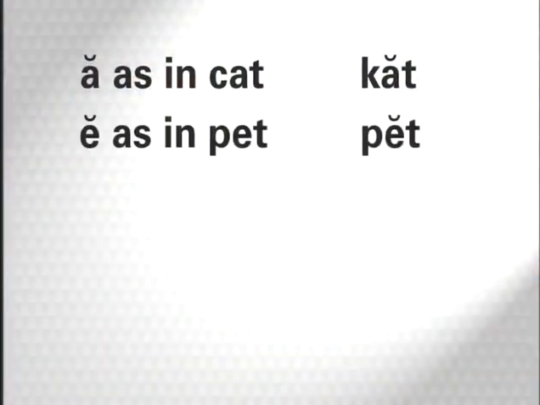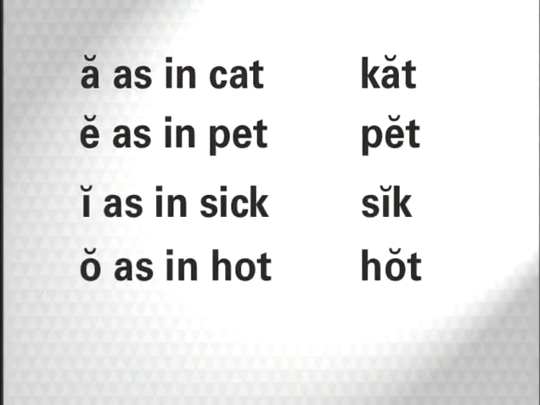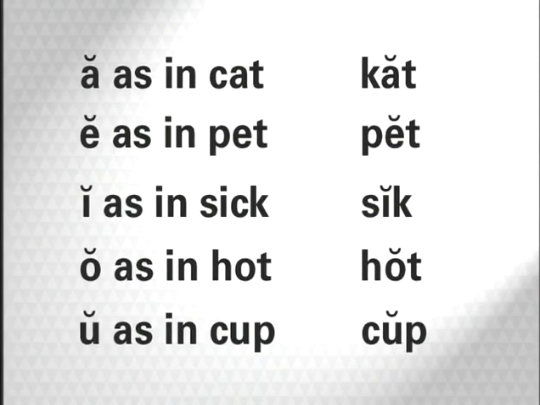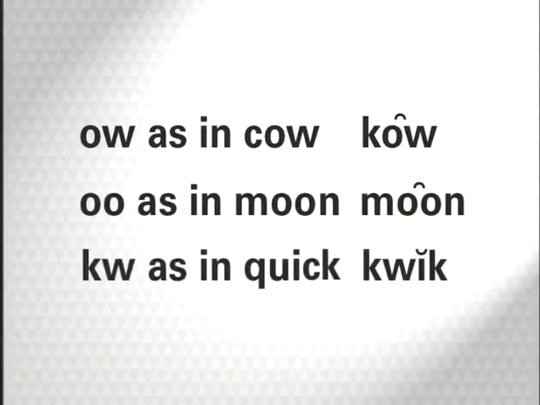And then there's the short vowel sounds. A as in cat, E as in pet, I as in sick, O as in hot, and U as in cup. Then there are the diphthongs and consonant blends, like OW in cow, or a double O as in moon, KW as in quick. There are many others, but all of them are easy to figure out.